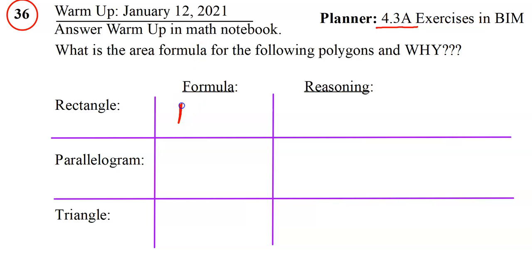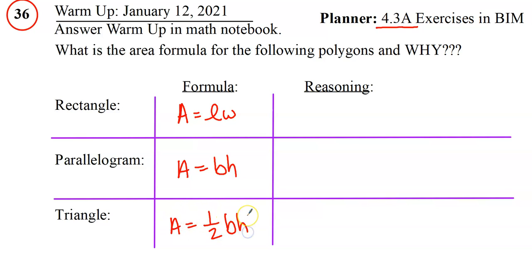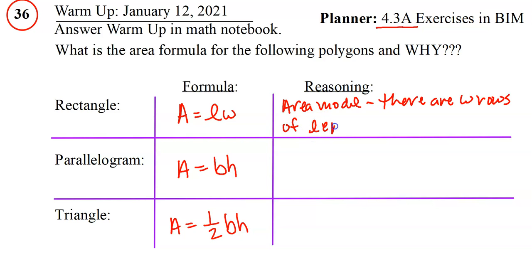So I'm going to start off with area equals length times width, area equals base times height, and area equals 1/2 base height. Okay, so I'm going to say for a rectangle that I could use the area model as my reasoning, and I could think about the fact that there are W rows of length L. So that's why it's the product of L and W.